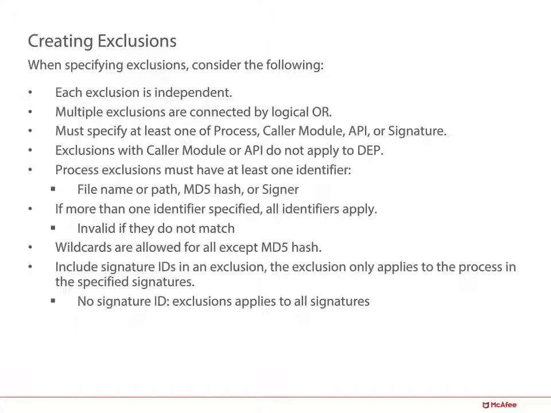If you include the signature ID in your exclusion, the exclusion only applies to the process in that specified signature. If no signature IDs are specified, then that exclusion applies to the process in all of your signatures.